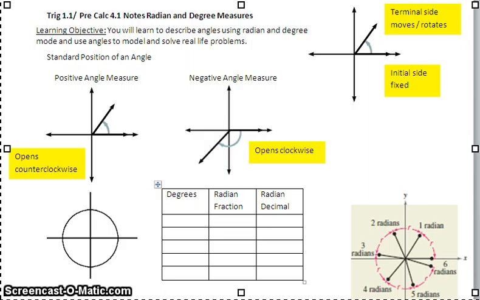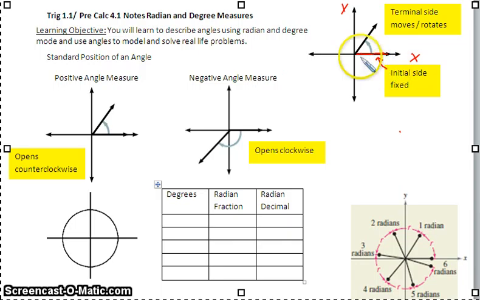So let's get into it with talking about drawing angles. When we draw an angle, we'll always draw it on the XY coordinate plane. And we have two different sides of the angle. We'll have the initial side, which I'm going to draw here in red. This is the initial side.